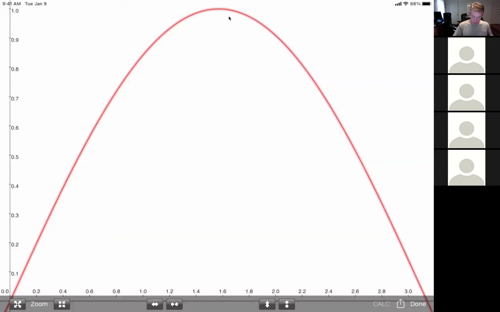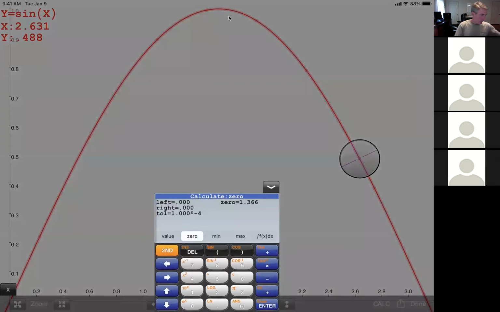Okay, so then to find the actual area, you go to calculate. On the upper right-hand corner, it says calc. So you go to second calc. And then number 7, which has the integral symbol for finding antiderivatives. Number 7 is how you find area. So you do that.